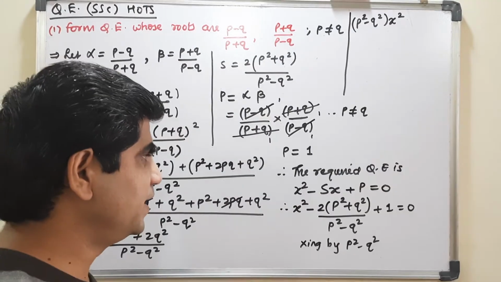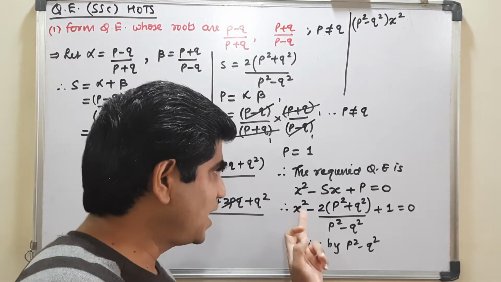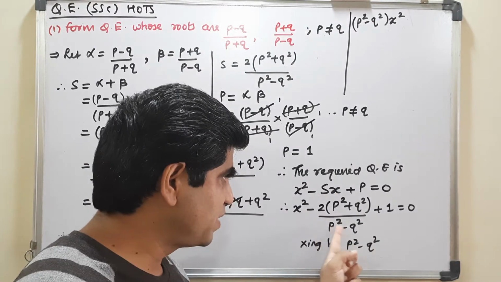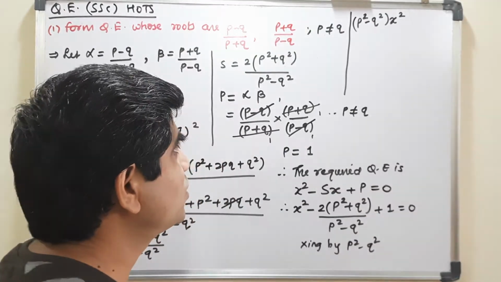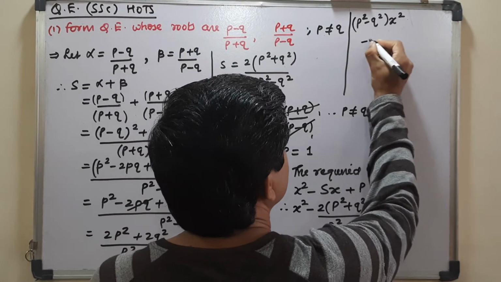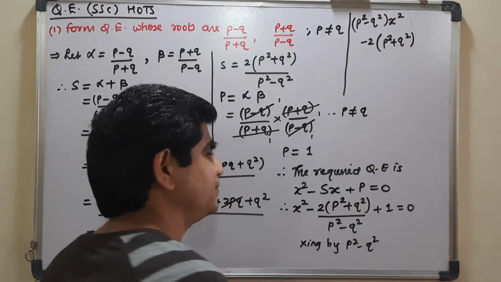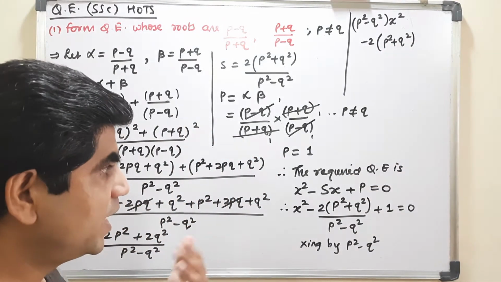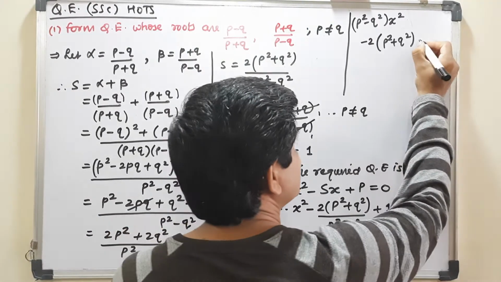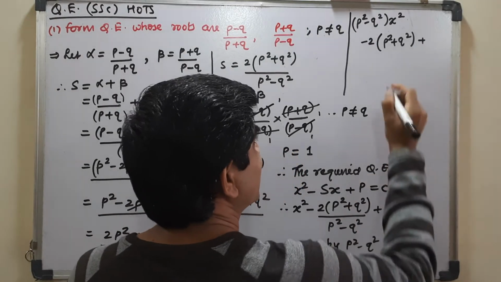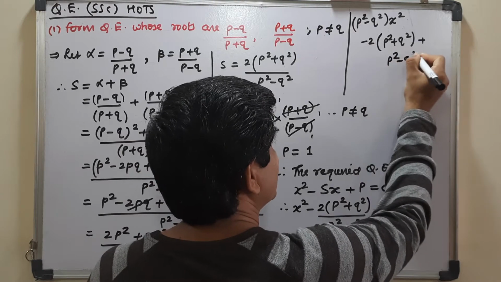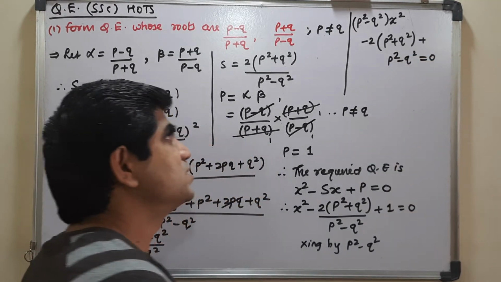Okay? Minus, here it multiplied, after minus if I multiply, the p square minus q square will get cancelled. So I will get here minus 2 times of p square plus q square. Okay? And after that, plus this I will multiply here. So I get p square minus q square is equal to 0.